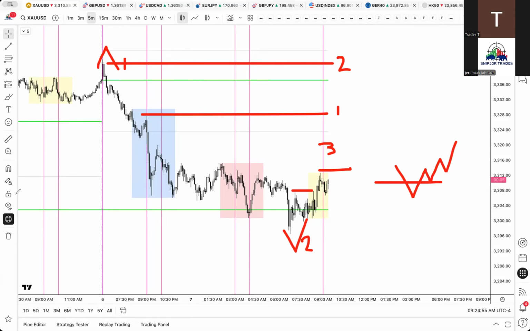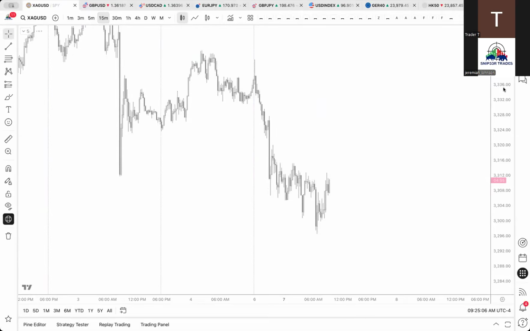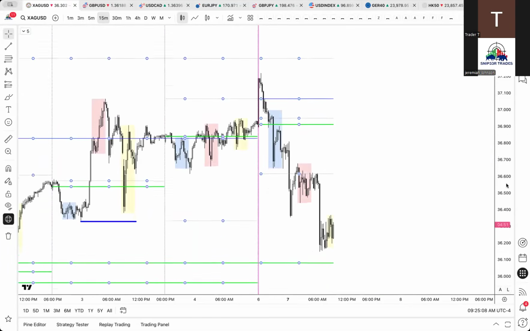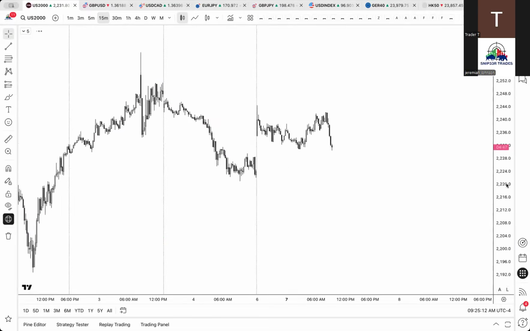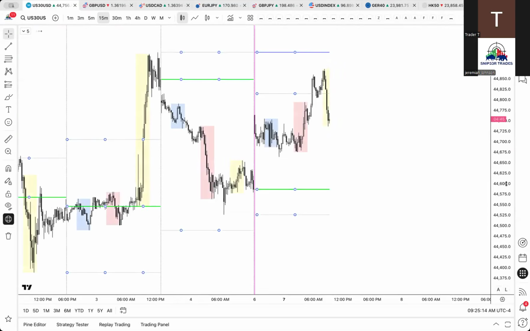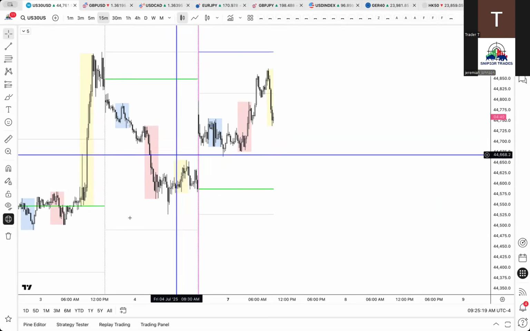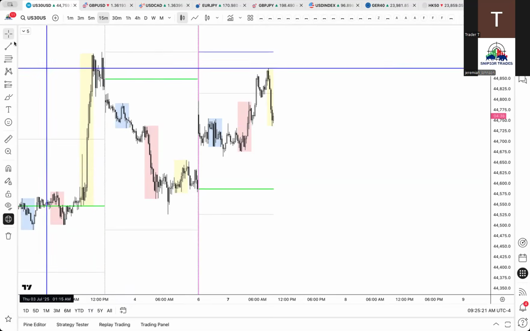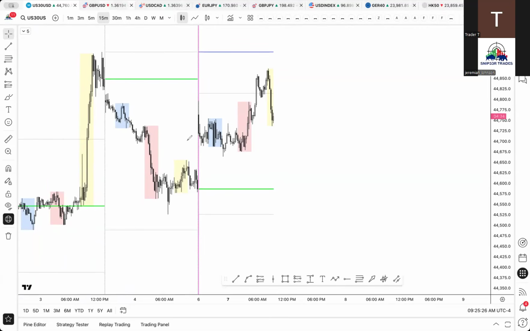Let's go to another pair. I'm pretty sure the indexes are not that clean right now. Let's do the US 30. US 30 actually gives me a 1, 2, 3. You should be able to identify 1, 2, 3 right off of the bat.